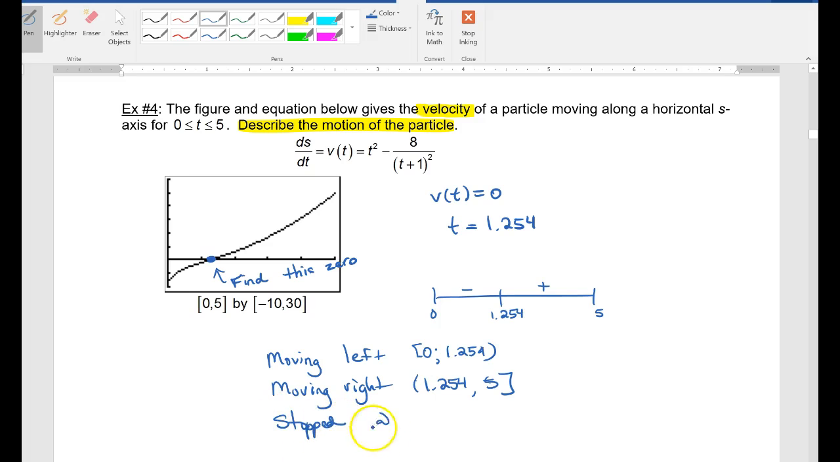Wait, so you said this will be a simple multiple choice question? Yeah. So my question is, would it be a calculator multiple choice? This one would. Yeah, this one would.